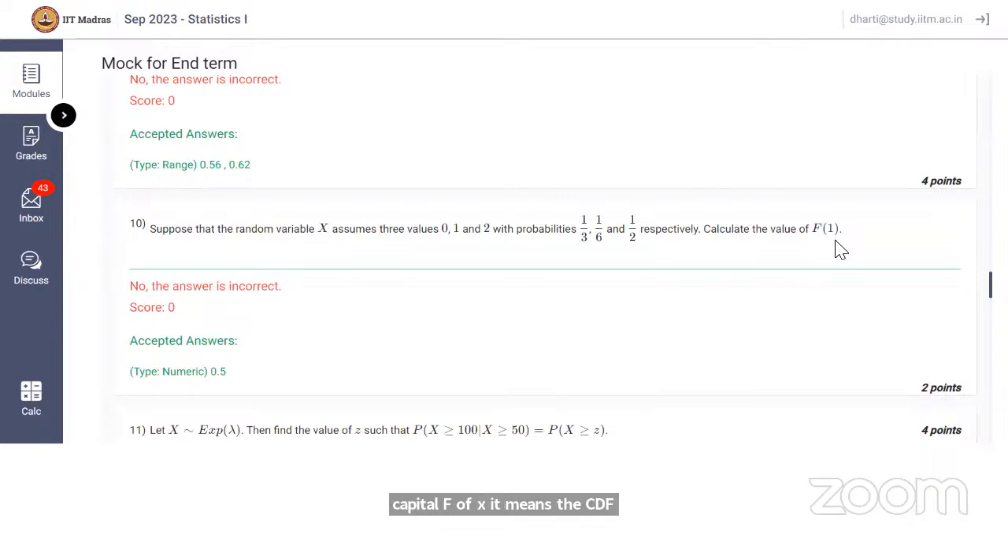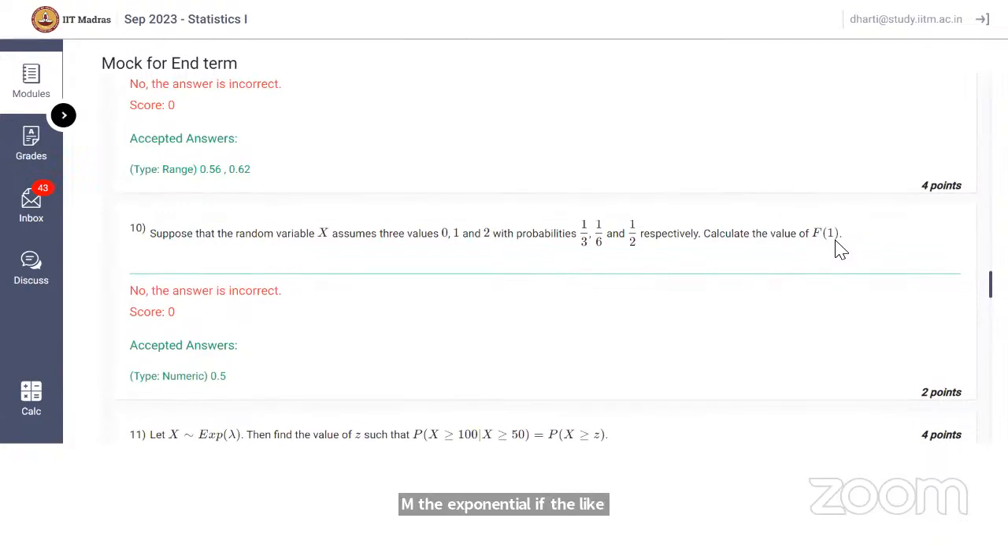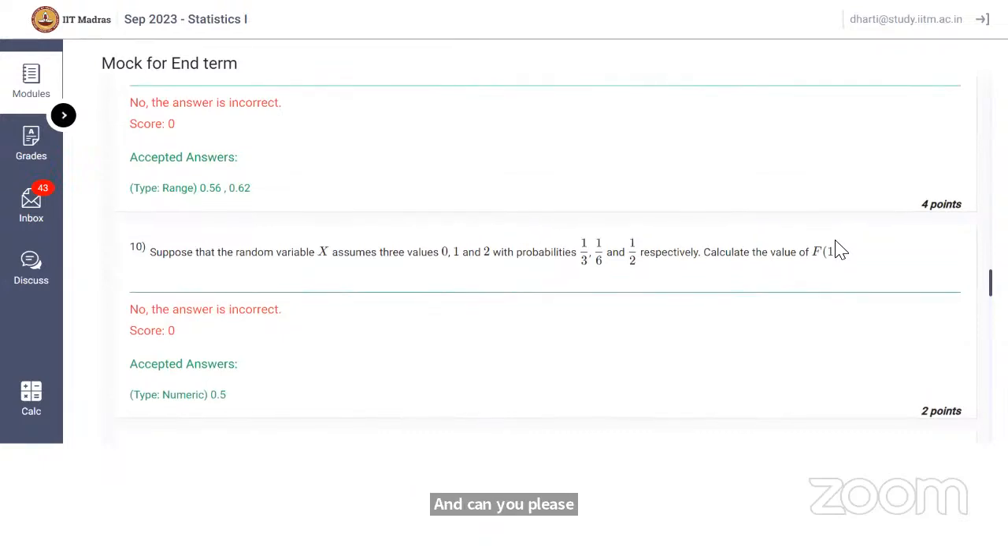Ma'am, if the binomial, the exponential or something else like a continuous variable is mentioned, then we have to calculate it that way, right? Yes. Ma'am, can you please show the binomial solution part? Just a minute. Exponential will go for that. First, we are considering this capital F, the CDF. Ma'am, can you please show the solution part? Yeah, sure.